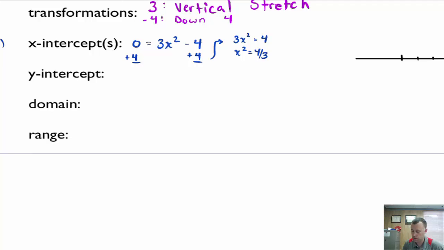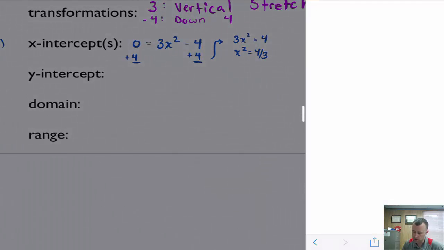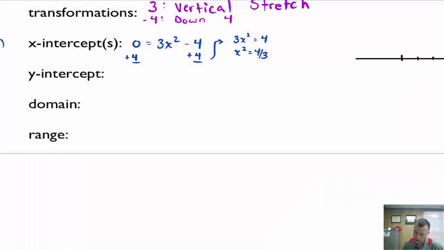And this is where we probably can use a calculator. So I thought I had my calculator up on my iPad. I don't. So I'm going to go ahead and square root this. I got a calculator here. 4 thirds. Just plug it in your calculator and see what you get. And this is going to give me about 1.15.